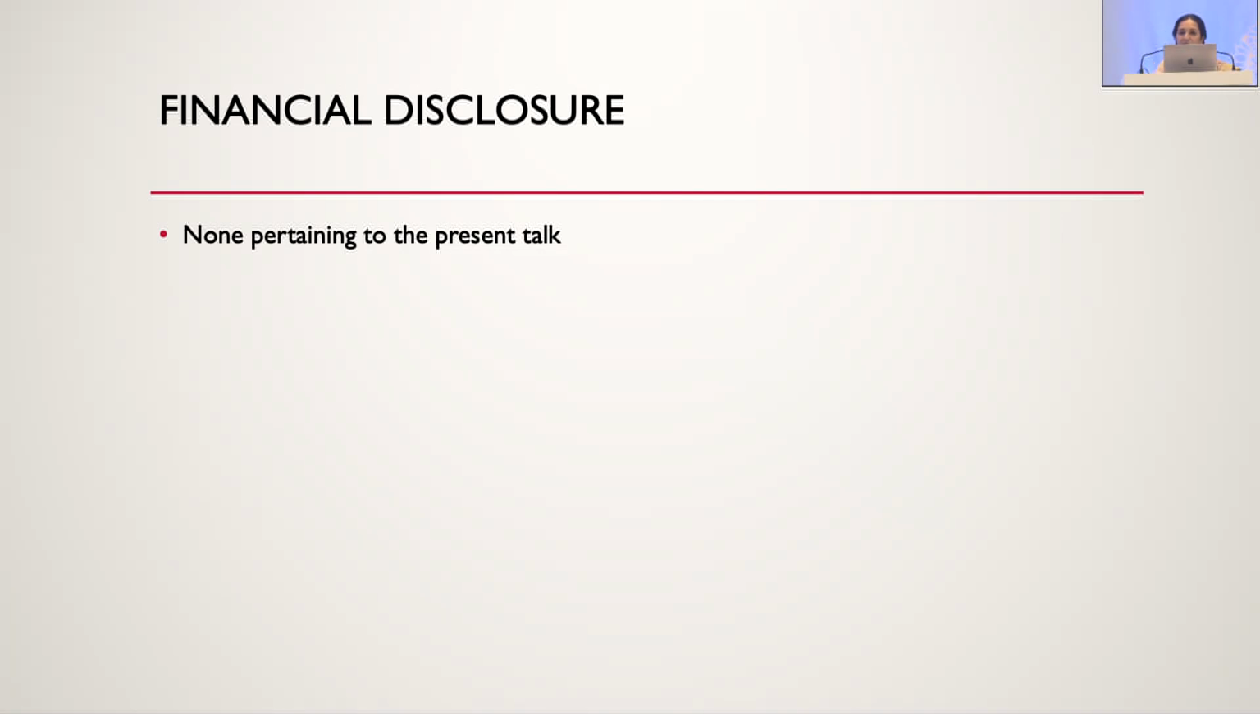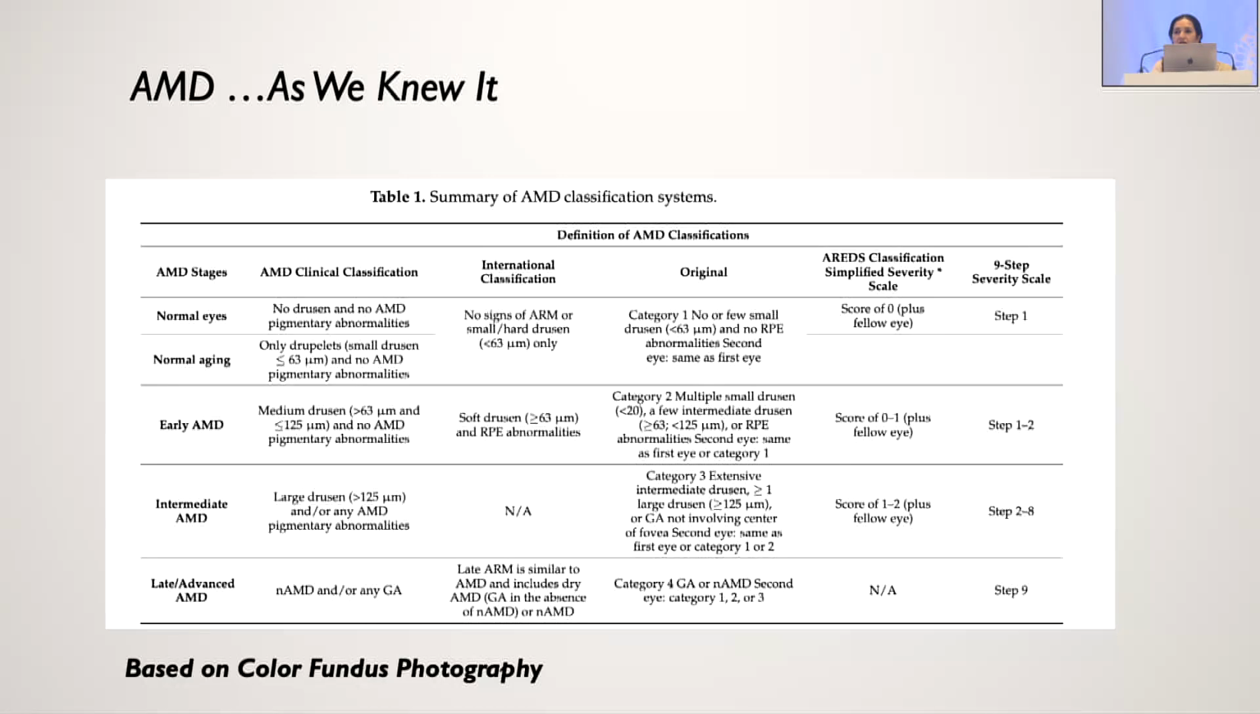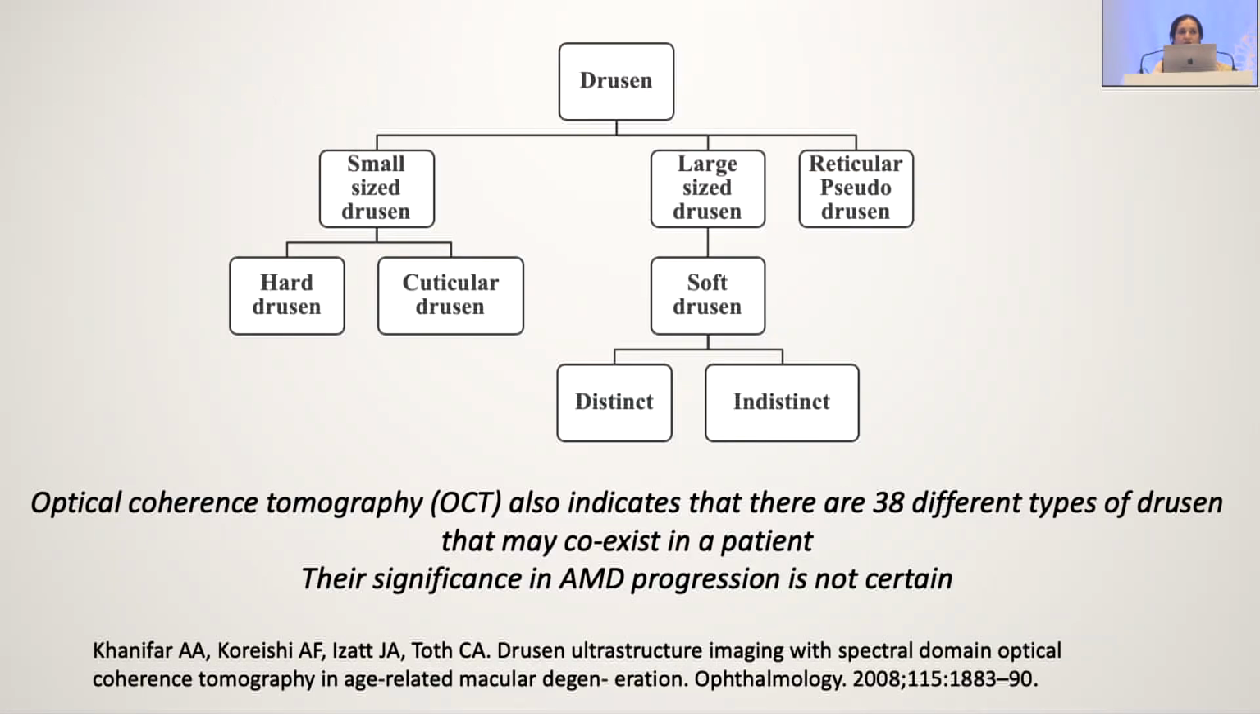So without any further delay in time, I will talk about age-related macular degeneration and how imaging and multimodal imaging has brought a sea change in not only how we treat our patients, but also how we understand this disease. So AMD, as we knew it, this is what we always grew up with. This is the AREDS classification of early AMD, which is characterized by drusen and RPE abnormalities. Intermediate, if the drusen size is more, and late and advanced, the only thing we knew was wet AMD with a CNV or a dry AMD with geographic atrophy.